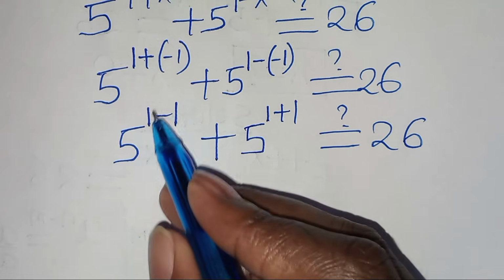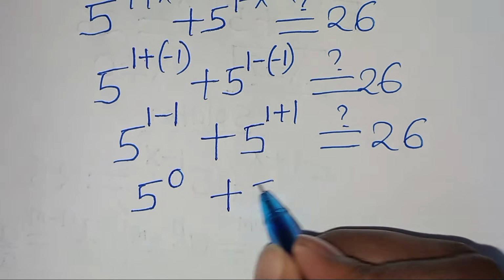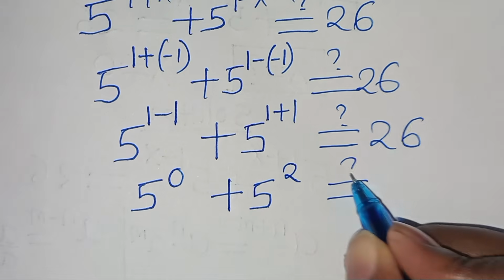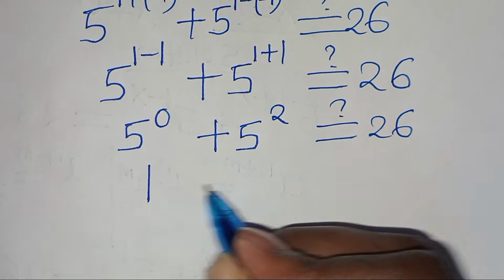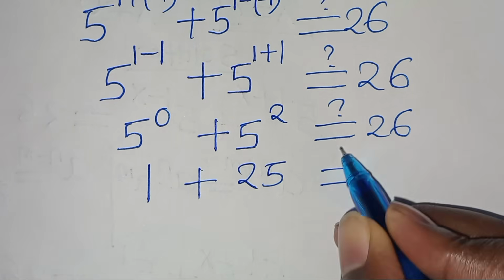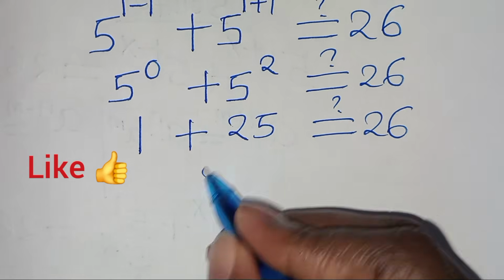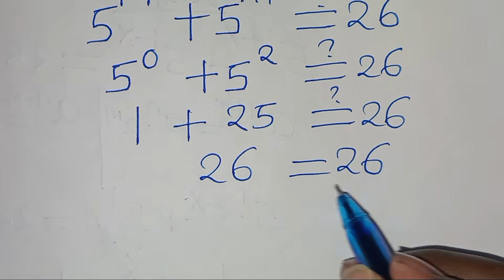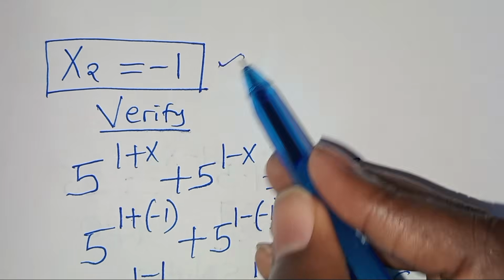So we have 5 to the power of 1 minus 1. This is 5 to the power of 0. Then plus 5 to the power of 1 plus 1 here. This is 2. And this should give us a value of 26. So we have 5 to the power of 0, this is 1. Then plus 5 to the power of 2, this is equal to 25. And this is supposed to give us a value of 26. So this implies that 1 plus 25 is equal to 26, and this is equal to 26. The left-hand side is equal to the right-hand side, and this implies that x2 satisfies the equation.